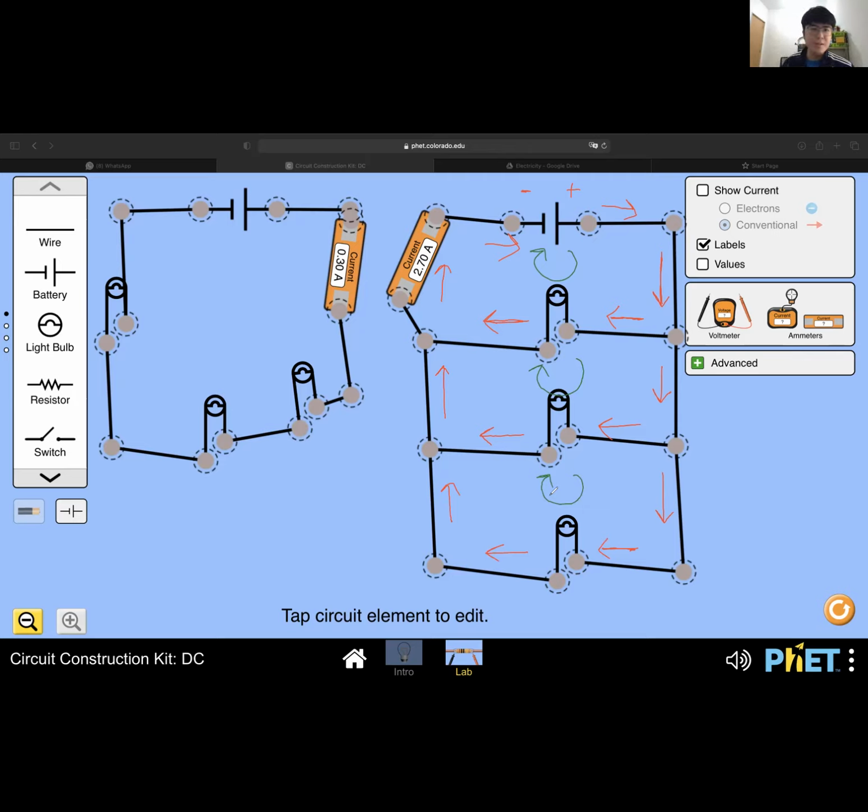How about your series? If you look back at your series, here the plus goes out, there's no path to choose, right? Just one path, so just one loop.